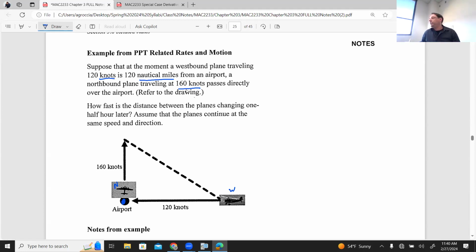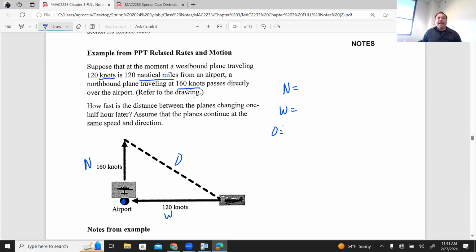Refer to the drawing. How fast is the distance between the planes changing 1/2 hour later and all that kind of stuff? So let's just start out with what's given. And I'm going to give you a little bit more than what's there. But we have the northbound plane. We have the westbound. And let's call this W. That's the westbound plane. And let's call this distance N for north. Okay. Then we're going to have this hypotenuse. Let's call that D.